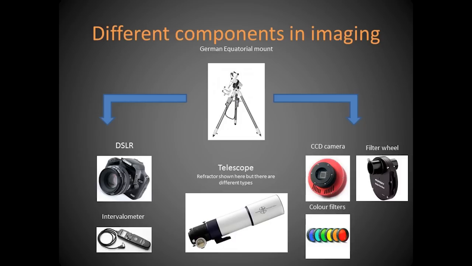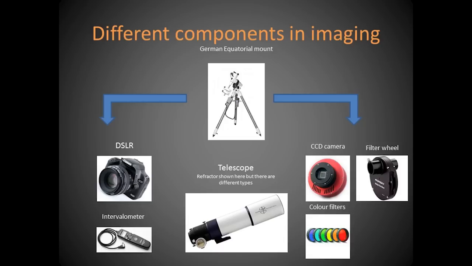On the left is with a DSLR. A DSLR and an intervalometer means you actually don't even need a computer, because you can take your pictures, they go onto the card in the camera, and the intervalometer means that you can set X number of exposures at X amount of time. So you don't even need a computer for that. There's a wide angle lens on the DSLR, so you could use that for Milky Way shots, for example. You don't even need to hook up anything to a telescope.